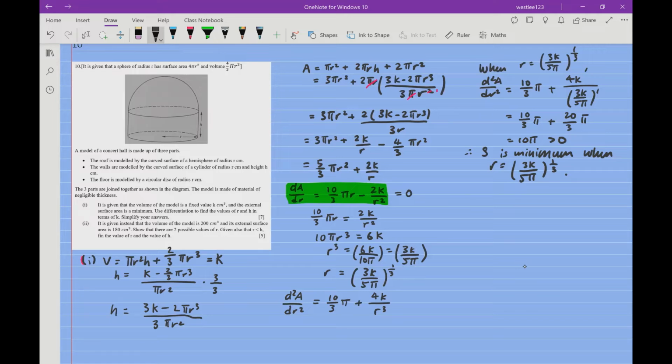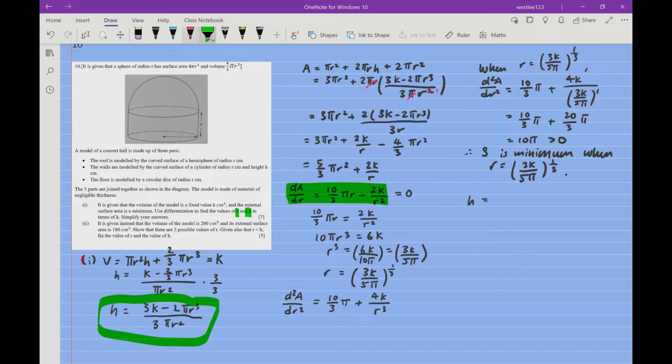Okay, so we have found the r value that will give us the stationary value, which is (3k over 5 pi) to the power 1/3. And then we have proven that with this r value, the surface area is a minimum. But we are not done yet because we need to find the H value as well. All right, so besides finding the r, we are also supposed to find the H. So H, according to our working in the earlier parts, is 3k minus 2 pi r cubed over 3 pi r squared.